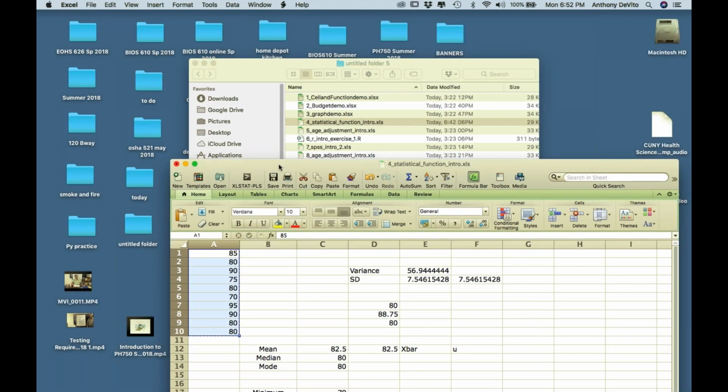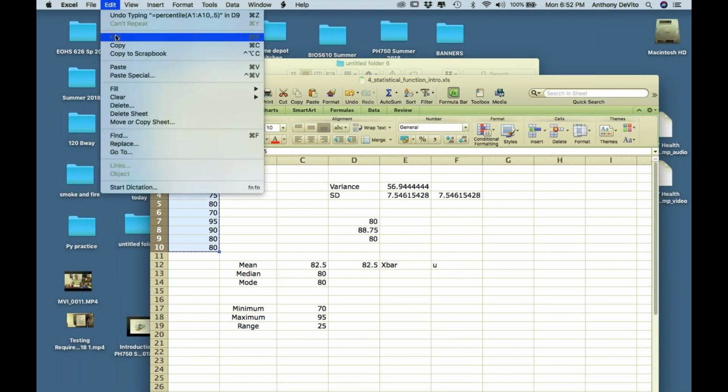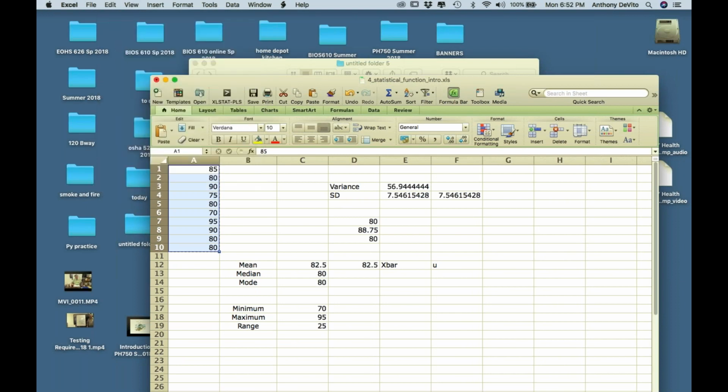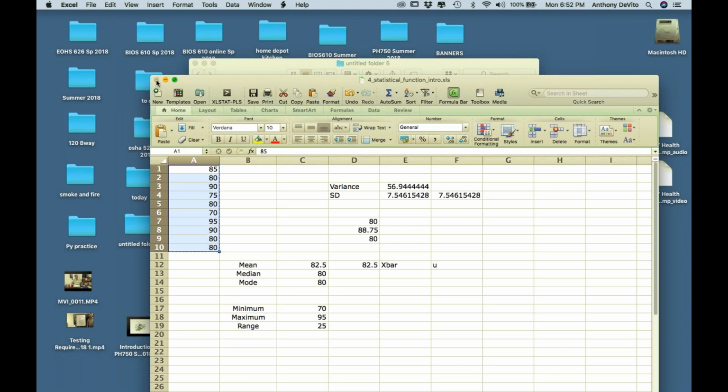Let me see if I have a good way to do this here. Notice what I'm doing here. I'm highlighting these 10 numbers and I'm going to copy these 10 numbers. You could also just click in here and say copy if you want. And I'm going to close this. I'm going to open a new Excel file.